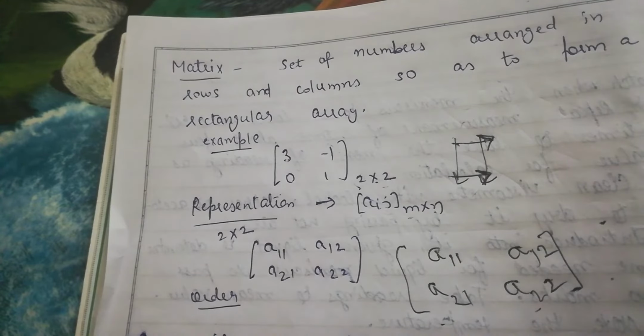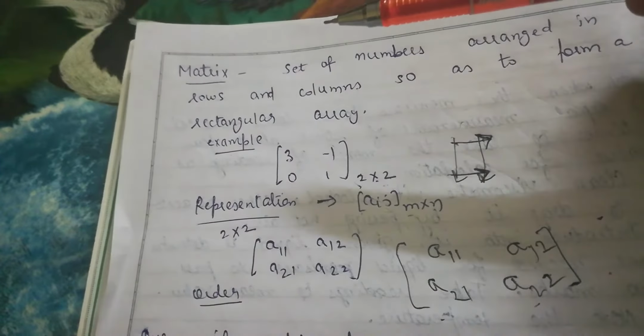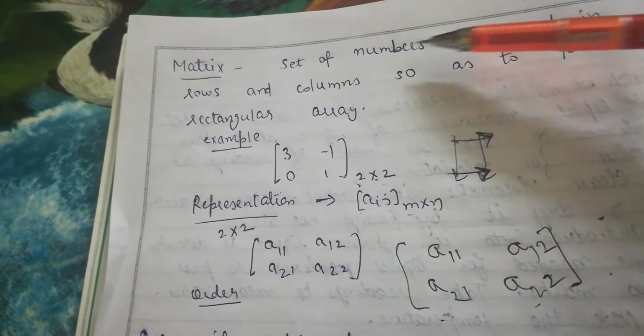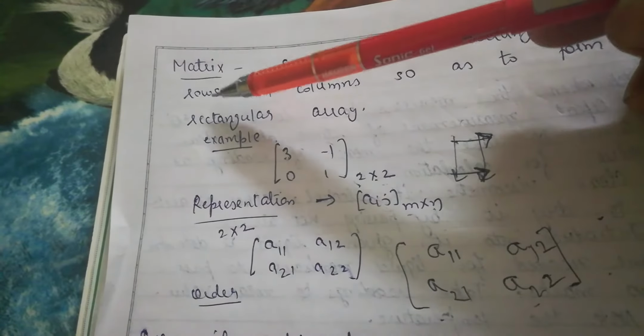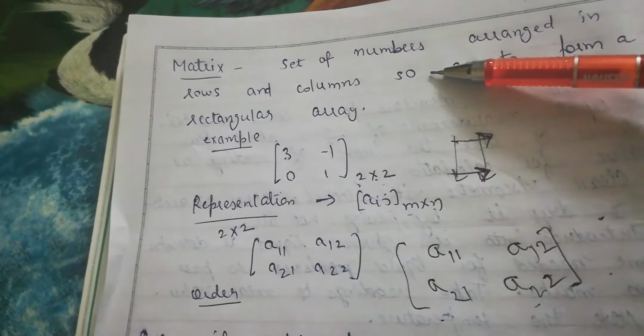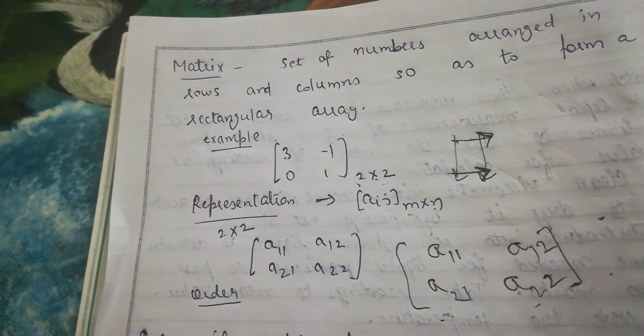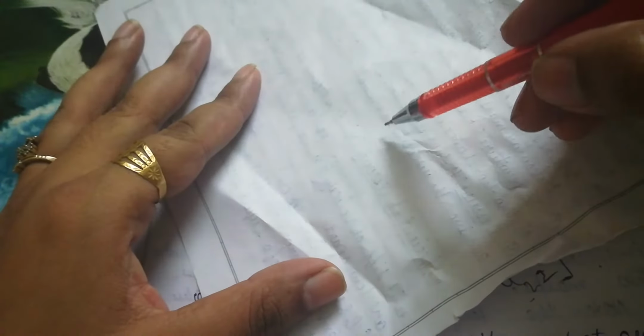So I'm just going to start right now. Firstly, just the definition of matrix you can see. Now, what is the meaning of matrix? Matrix means a set of numbers arranged in rows and columns so as to form a rectangular array. So what is the meaning of set of numbers arranged in rows and columns? Guys, I'll tell you one thing.